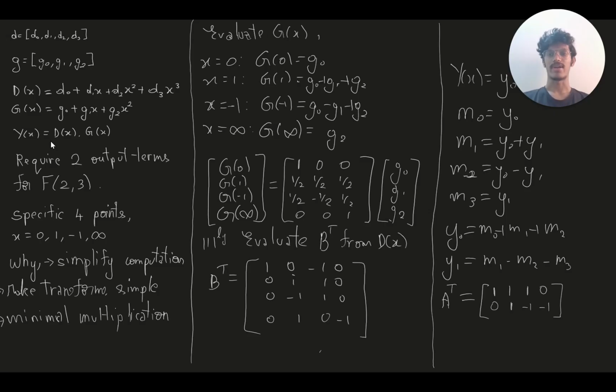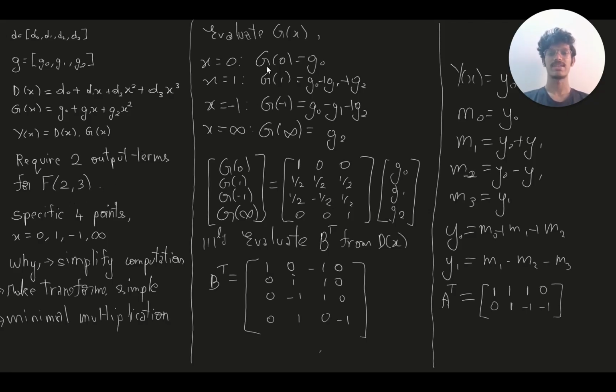Now, if you compute y of x, which is equal to d of x times g of x, if you do direct multiplication, it's going to take a lot of multiplications, which is what we are trying to reduce over here. So at the end, we are trying to obtain F(2,3). Now, what is F(2,3)? F(2,3) is basically two output values with a 3-element filter. Right now, it's just a 1D case. Soon enough, I'll show the actual multiplication which will take place.